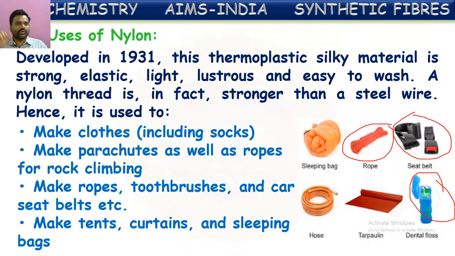So the different uses of nylon mainly depend on the peculiar and unique properties of nylon. They are strong, elastic, light and lustrous. These are the special properties of nylon, and hence it has so many uses. Lustrous means a shining property. It shines more than any other natural or synthetic fiber.